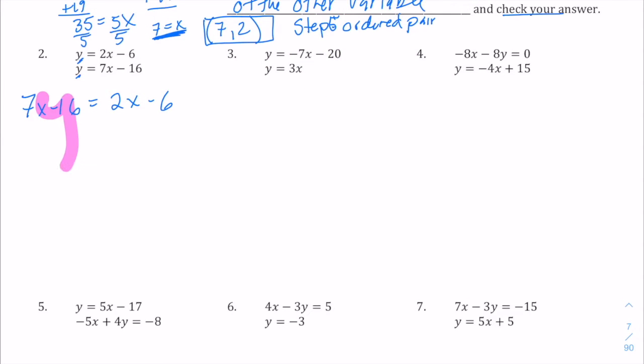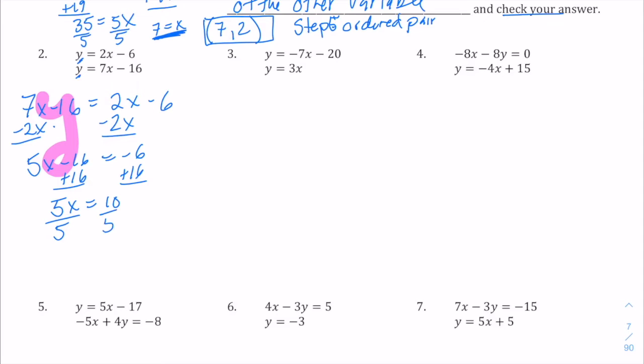There was a y here. Y was equal to 2x minus 6, but we got rid of that y. In its place, we put 7x minus 16. So now we're ready to go ahead and solve this. So I'm going to go ahead and subtract 2x from both sides. I like to leave positive x's. So 5x minus 16 equals negative 6. Add 16, add 16. We get 5x equals 10. Divide by 5, divide by 5.